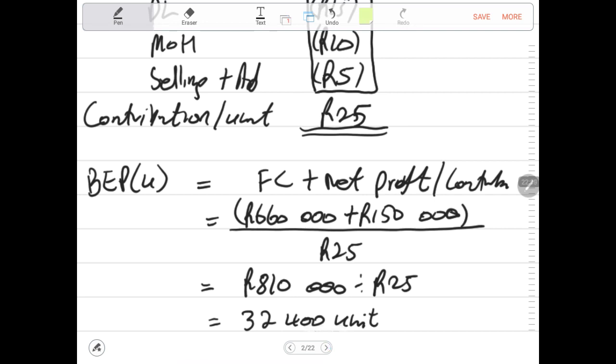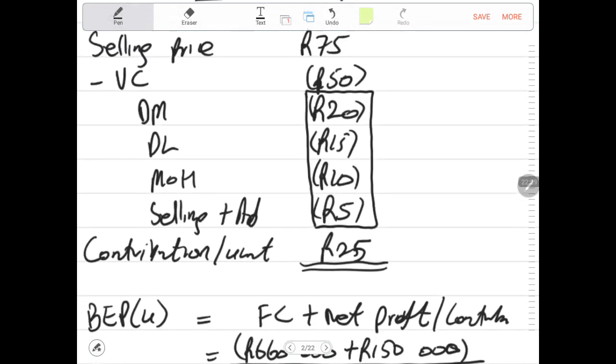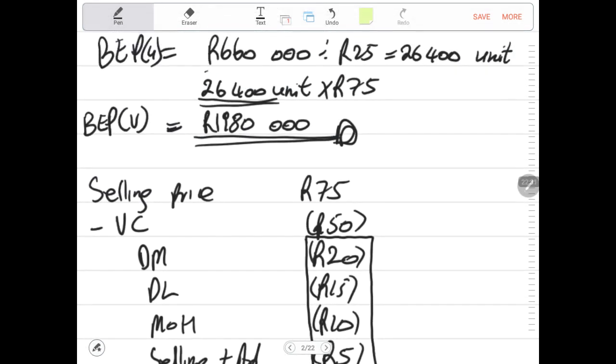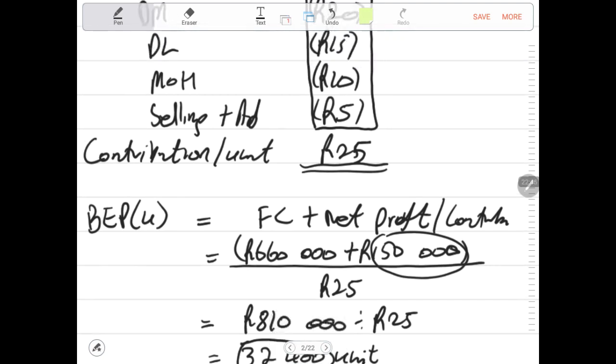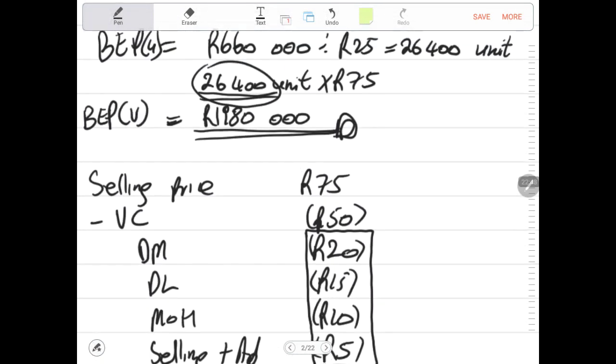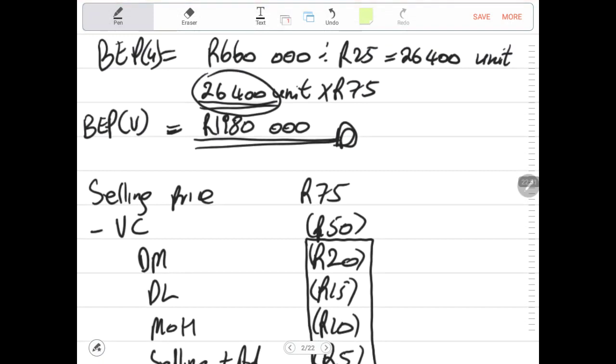Now, that means if the company is selling 32,400 units instead of the break-even point of 26,400, the owner will get a return of how much? Of 150,000. What does this mean? That means now we can strike the difference between the two, and we verify this 150,000, whether it is really a possible thing for us to get the 150,000.